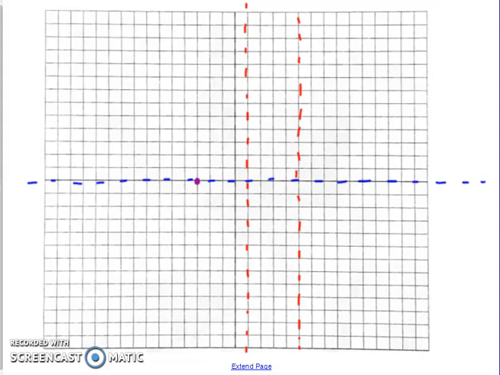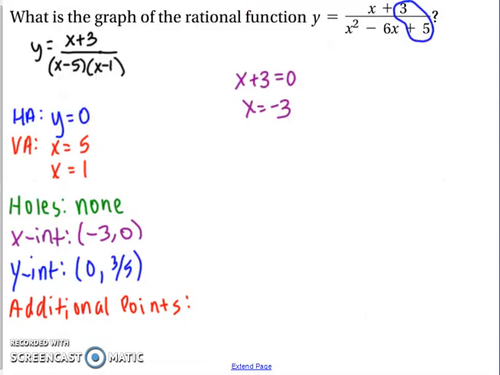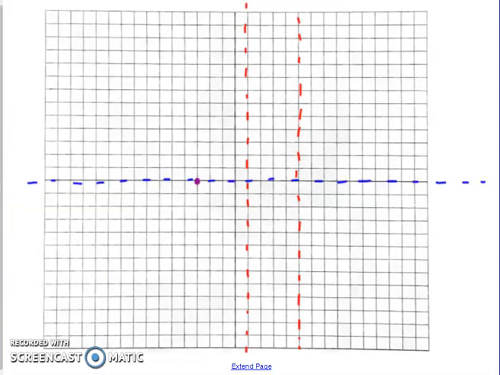If we look at our y-intercept, that was (0, 3/5). So (0, 3/5) is like, I don't know, here. Okay, so right now, I can't really graph this. I don't know what this is going to look like. There's these random asymptotes. There's three sections going on. So now we need to pick additional points.